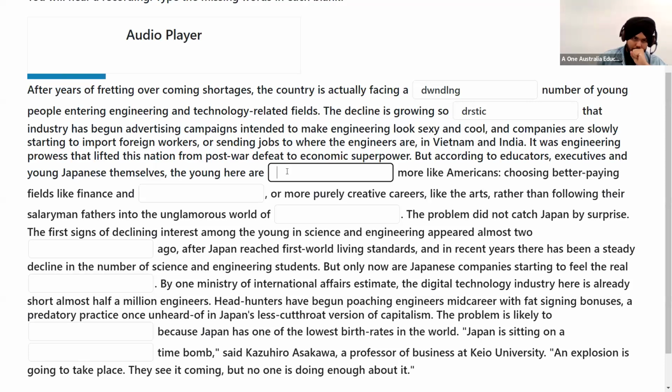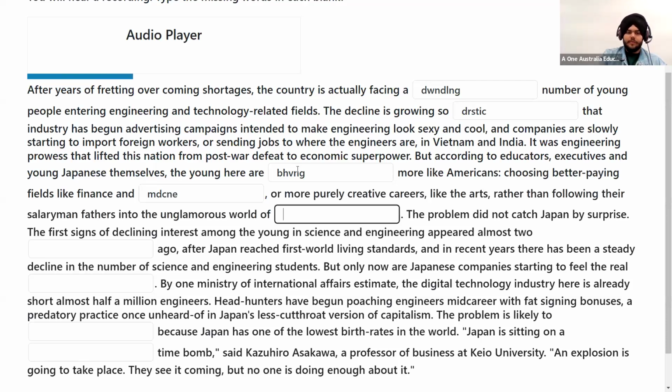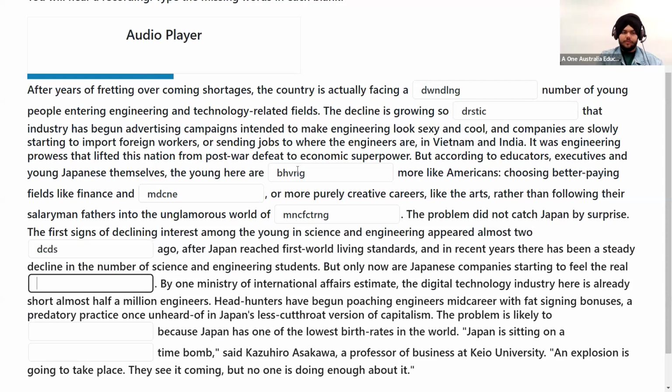But according to educators, executives and young Japanese themselves, the young here are behaving more like Americans, choosing better paying fields like finance and medicine, or more purely creative careers, like the arts, rather than following their salaryman fathers into the unglamorous world of manufacturing. The problem did not catch Japan by surprise. The first signs of declining interest among the young in science and engineering appeared almost 2 decades ago, after Japan reached first world living standards, and in recent years there has been a steady decline in the number of science and engineering students. But only now are Japanese companies starting to feel the real pinch.